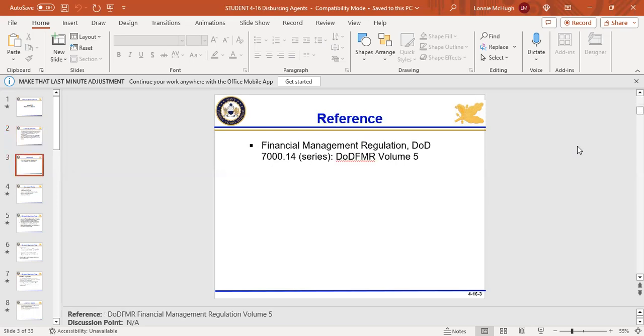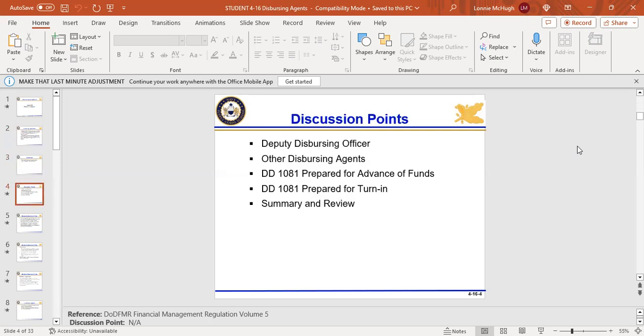Our reference, of course, is the volume 5. And with this one, you will be using the old volume 5. The new volume 5 does not break down each one of the line items for the 1081. Our discussion points for this evening are the deputy dispersing officer, other dispersing agents, preparing the 1081 for an advance of funds and a turn-in, and then we'll roll into summary and review.